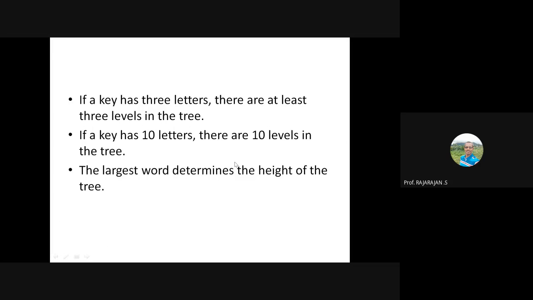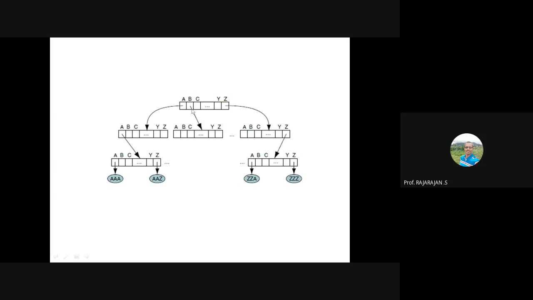Now the problem with the lexical search tree is that you can see that it's going to have too many levels, because in each level you need to represent 26 characters. So the first level will have 26 links, because these are all possibilities. In the second level you need to have 26 into 26 nodes, because A will have all possibilities like AA, AB, AC up to AZ. Similarly, B should have all the 26 combinations like BA, BB, BC up to BZ.